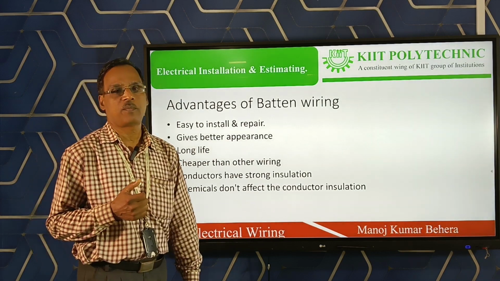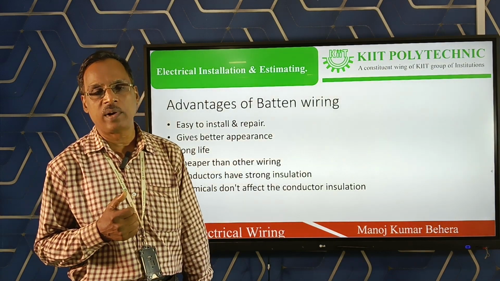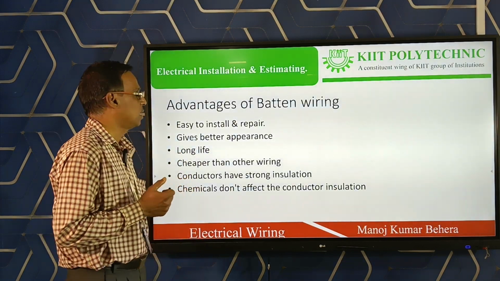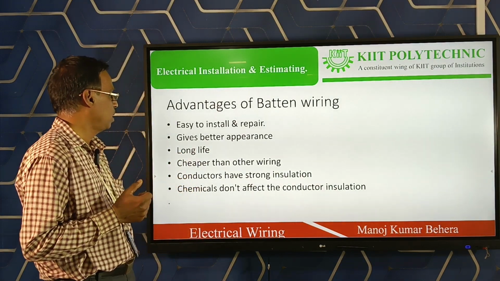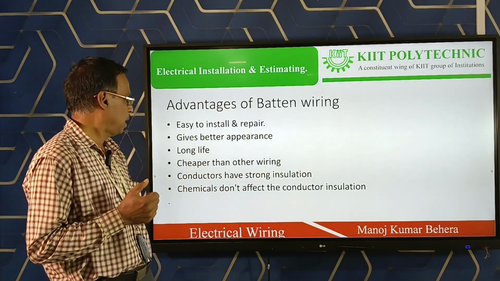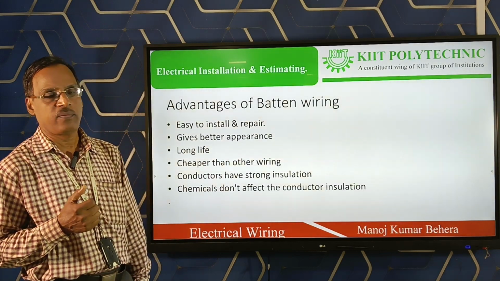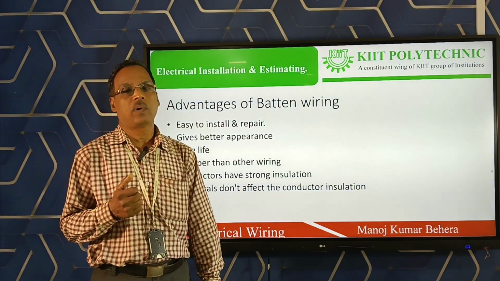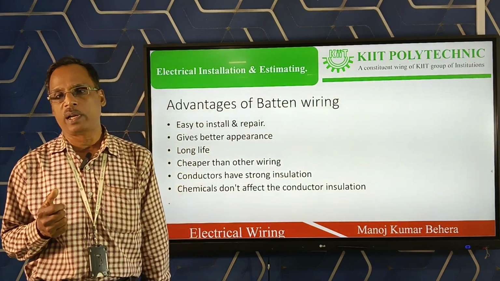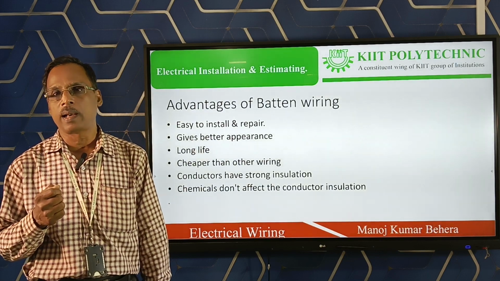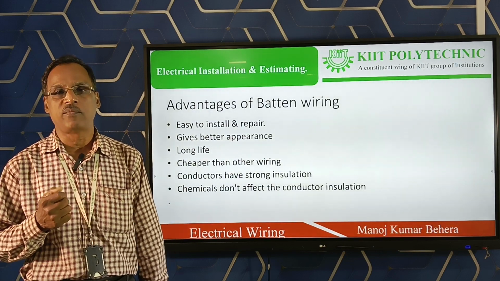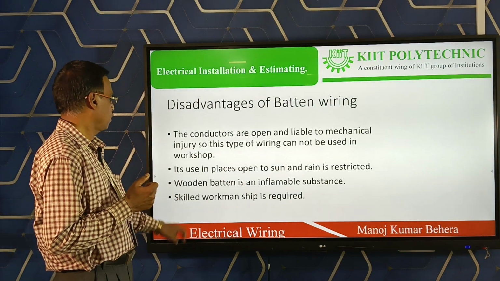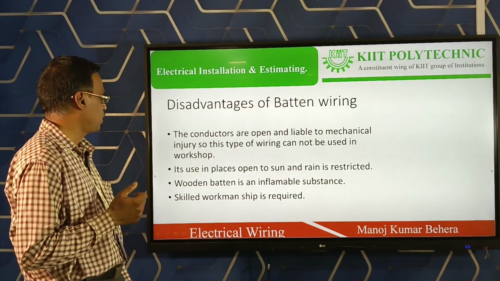What are the advantages of this type of wiring? The advantages are it is easy to install and repair, appearance is good, it gives a long life and it is the cheapest form of wiring. But the demerits of this type of wiring are that chemicals or fumes can affect it, and there may be a chance of fire. So these are the disadvantages of this wiring.